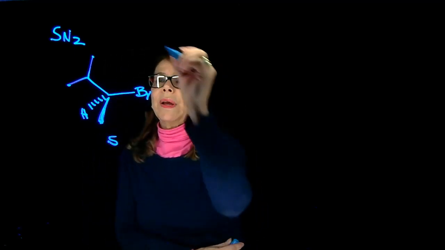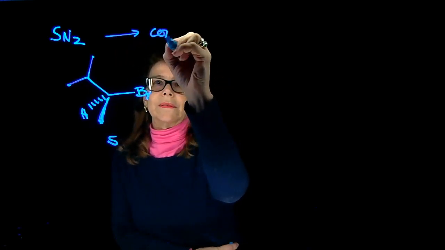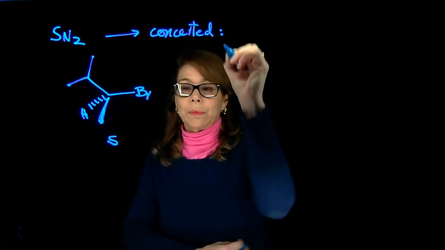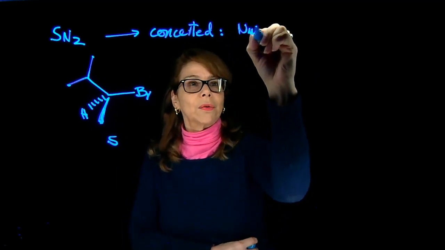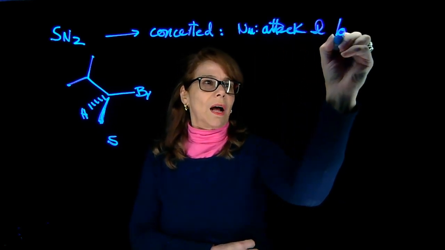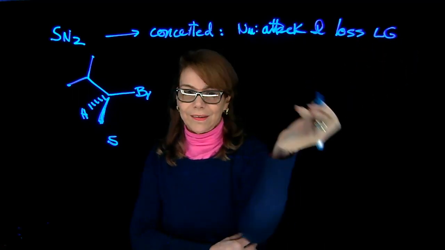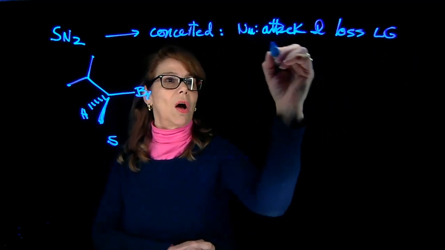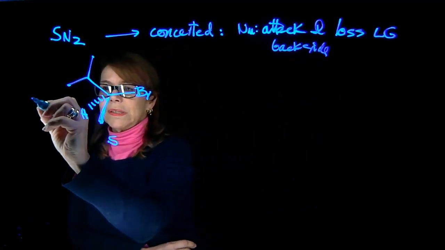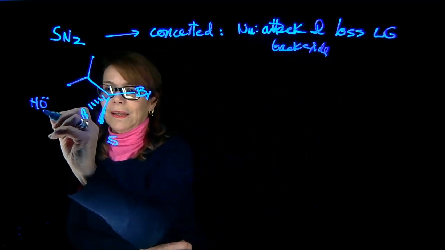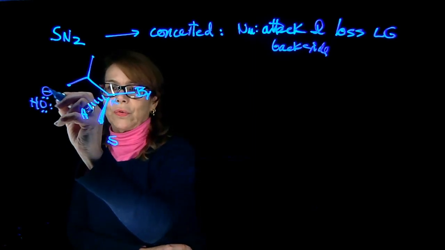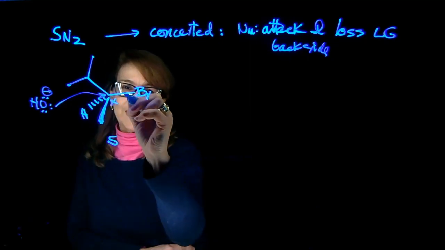So in this mechanism, what is important to remember is that it is concerted. Concerted means that at the same time we will have the nucleophilic attack and the loss of the leaving group. And this is what we're doing here. The attack is always on the back side. And that is important to remember because if you have a chiral center, this is your alpha carbon, this is where the attack is going to happen, backside.